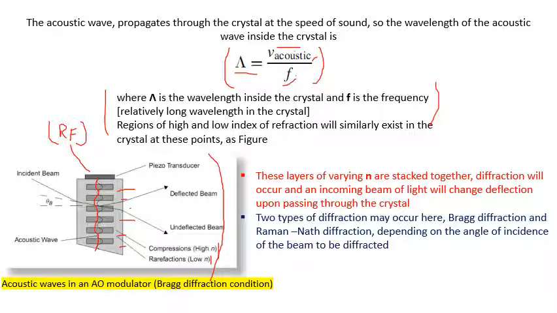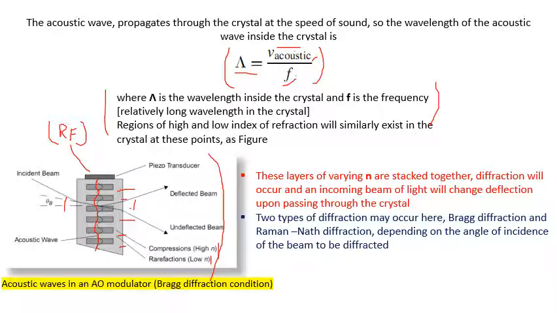Acoustic waves are generated, and because of these acoustic waves, compression and rarefactions happen. You will see if an incident beam comes here, this is the deflected one, deflecting at the same angle, and the other one is undeflected. This is the normal phenomenon, which is undeflected. This is deflected, this is undeflected, it is not a normal refraction.